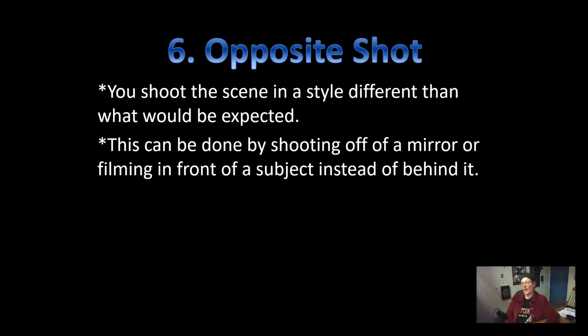All right, now, opposite shot. So wide for W, angled for A, low for L, linking for L, depth for D. Finally, we've got O for opposite. Opposite is when you shoot the scene in a way that is unexpected, different than what you would do. For example, shooting the reflection in a mirror or in a glass wall or something like that, shooting the reflection instead of the actual actors. Here is a really good example of an opposite shot.